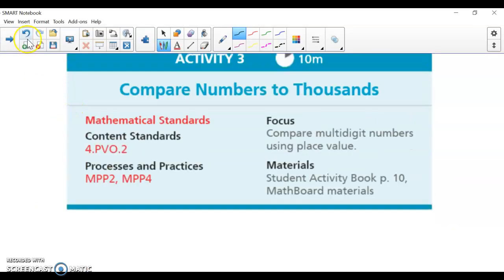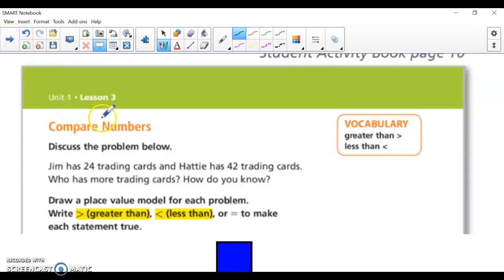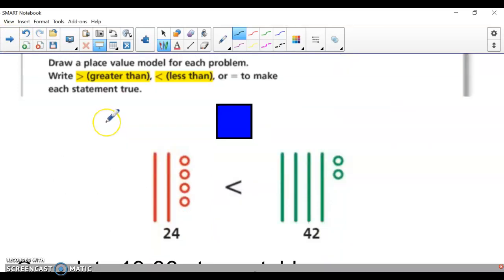All right, so now we're going to compare numbers to thousands, and this is really review. You can use some diagrams if you need to. In fact, I'm going to make you for a few of them, and then if you want them for the next ones, if that helps you, you grab your whiteboard and a marker and you can make them.